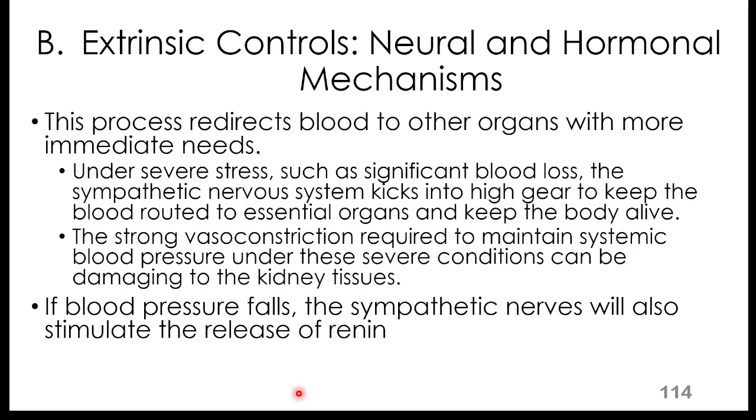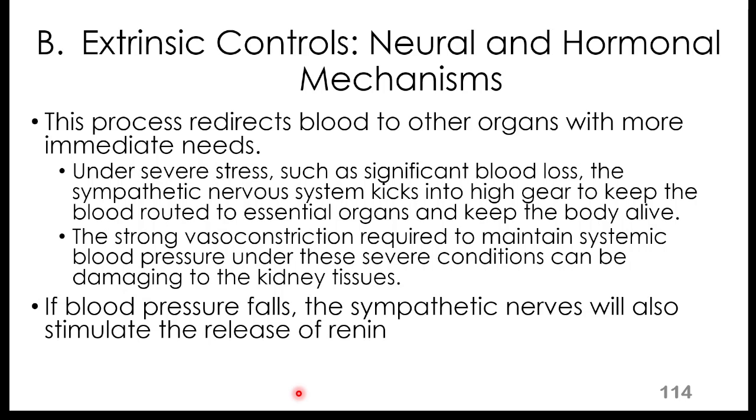So, at that point, the kidneys are not necessarily high on the list of priority for the blood supply. Now, under severe stress, such as in significant blood loss, the sympathetic nervous system kicks into high gear to keep the blood moving to essential organs and thus keeps the body alive. All right. However, this general vasoconstriction that's required to maintain systemic blood pressure in these conditions can be damaging to the kidney tissues.